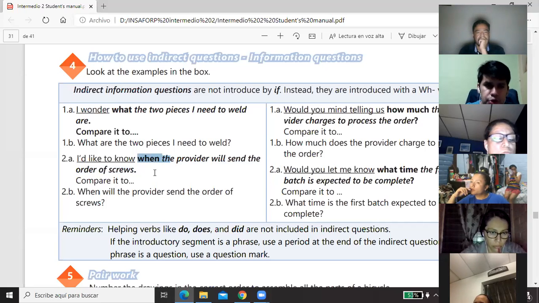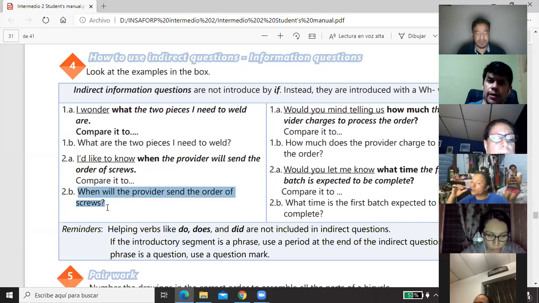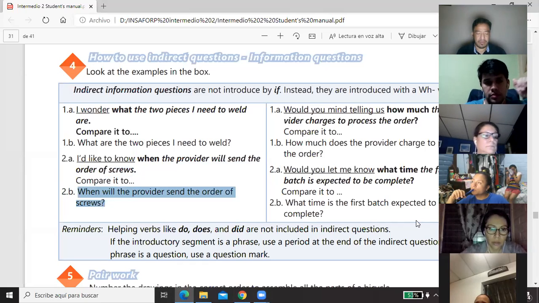When the provider will send the order of screws, and compare this to when will the provider send the order of screws? Are the words in the same order? Can you see any difference? What's the order? Yes, please. The provider is after will. All right.